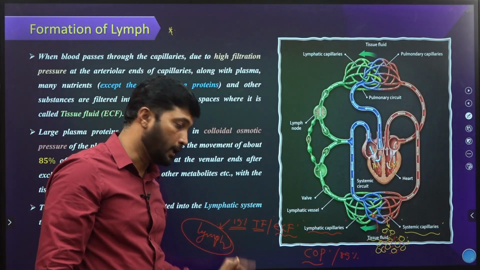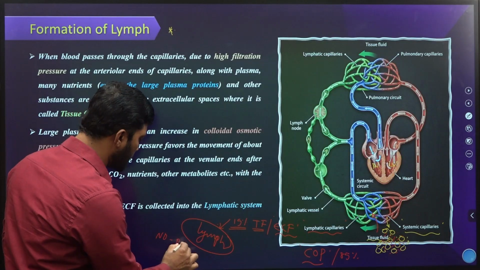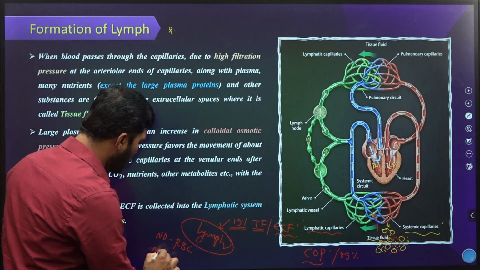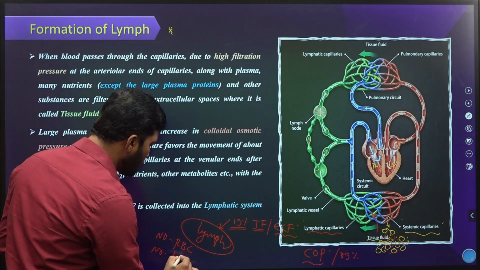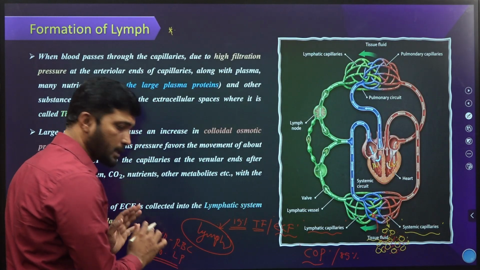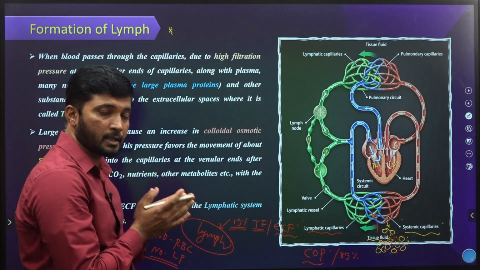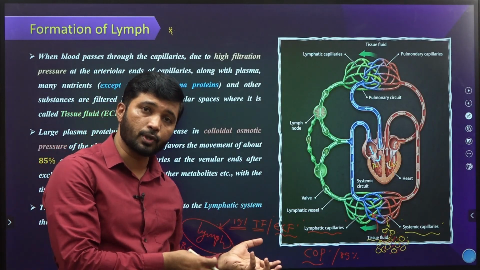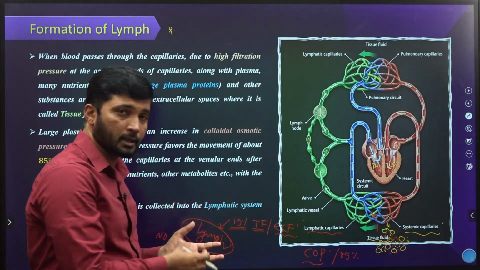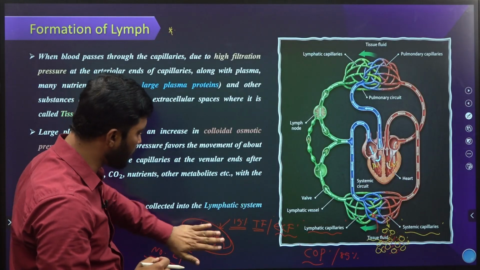That is lymph. In the lymph, what happened? There is no RBC, and there are no large-sized proteins, mainly absent. So that is lymph. It carries some wastes, other nutrients, etc. present, but except RBC and the large proteins, that is lymph.